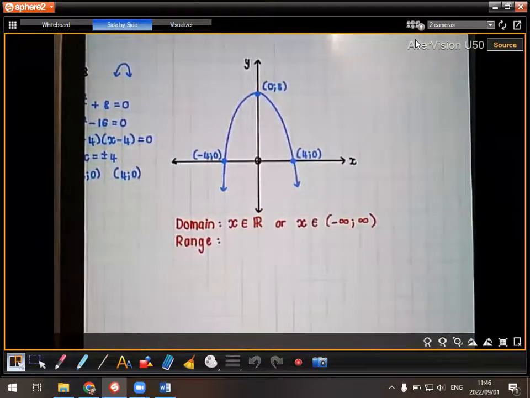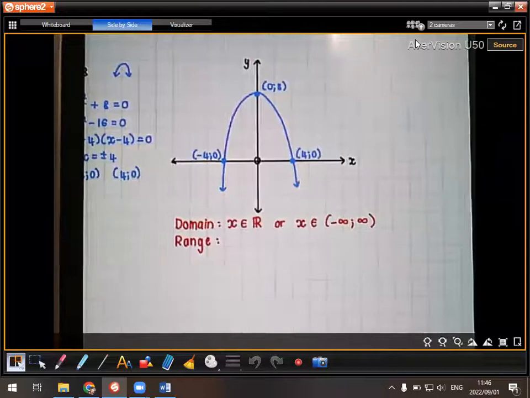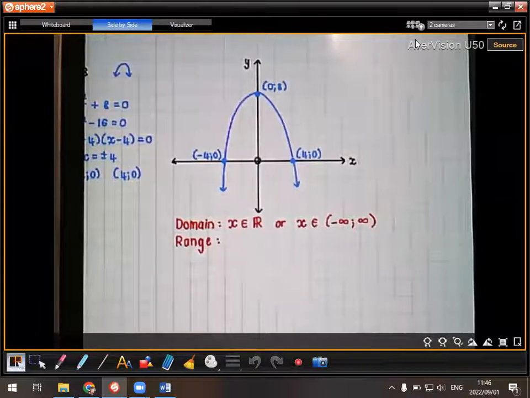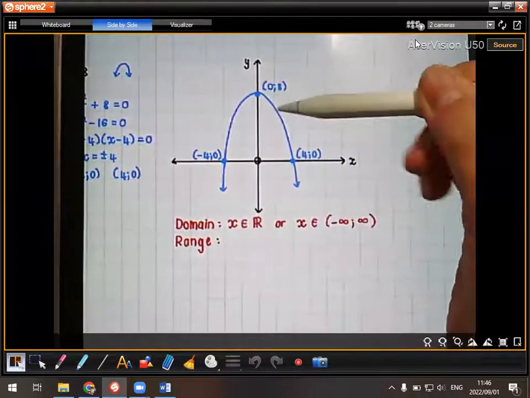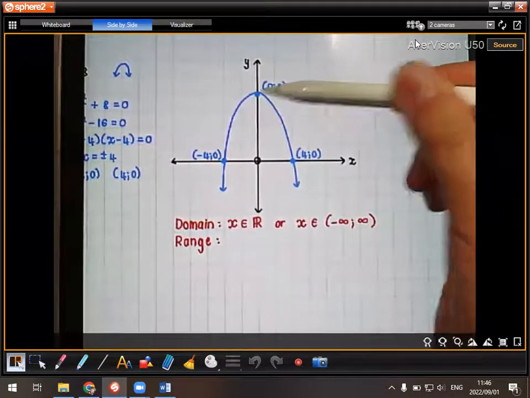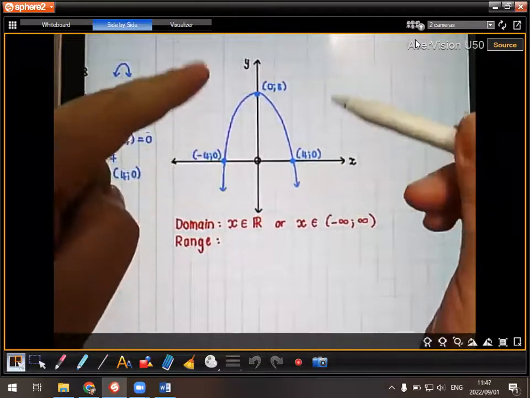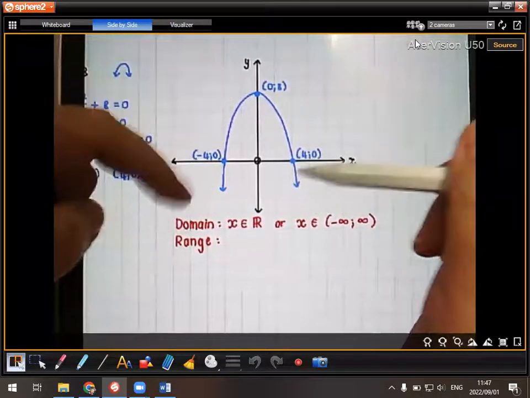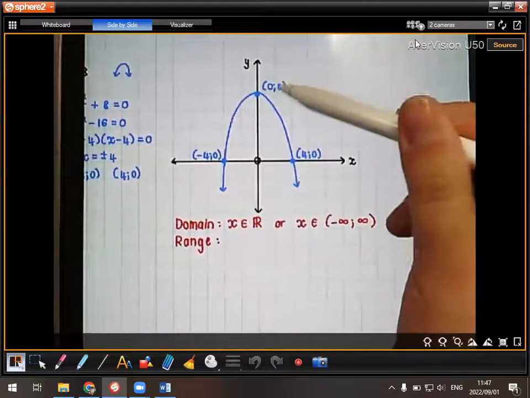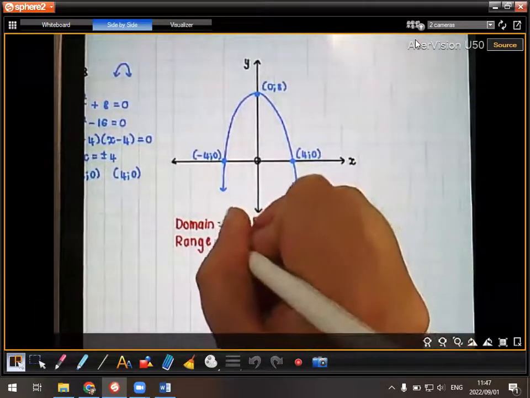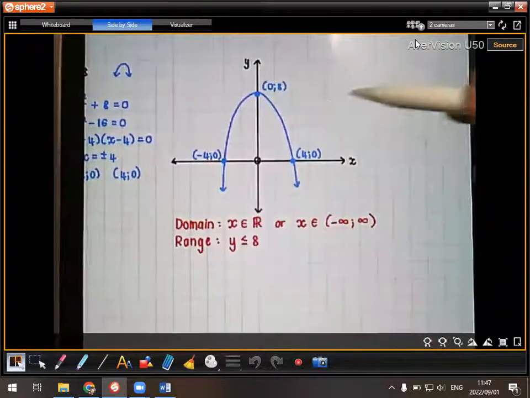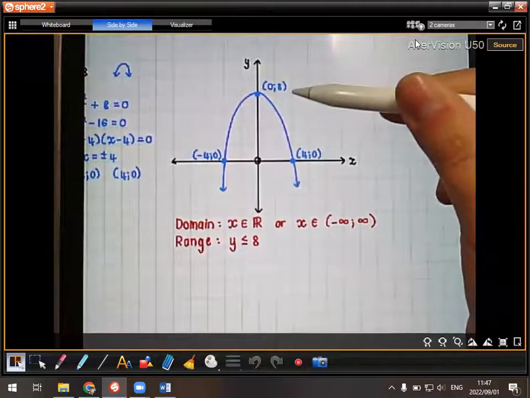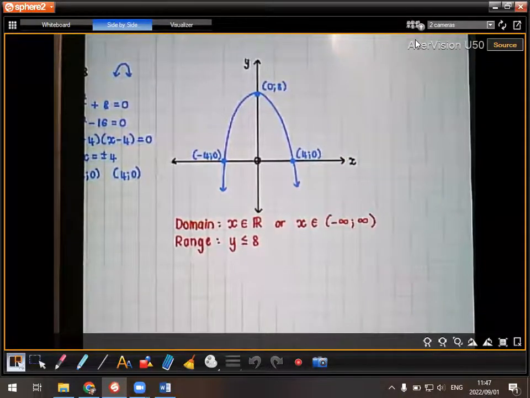And then the range is all the y values, right? Yes, all y less than or equal to 8. Guys, this point, the y-intercept, is actually the maximum point of this graph. It's not going to flip around and go back up. It's going to keep going forever, downwards forever. So this is going to have a maximum value of 8. So the range is y must be smaller than or equal to 8. Equal to 8 because there is a point with a y value of 8.